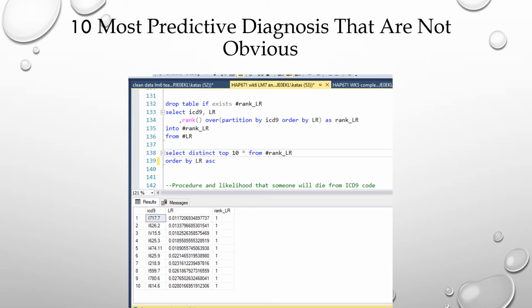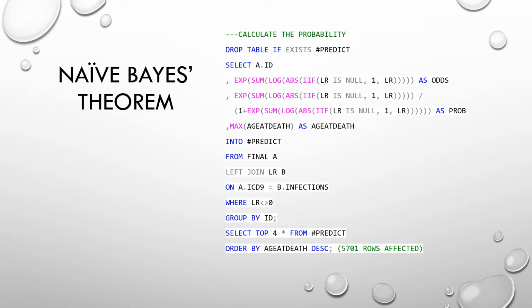To show the association between diabetes and various ICD-9 diagnosis codes, the likelihood ratio was used. This slide shows SQL for the top 10 likelihood ratios for predicted diagnoses that are not obvious. Here, we are looking for overall risk of being diagnosed with diabetes, and the naive Bayes theorem was used to do that.